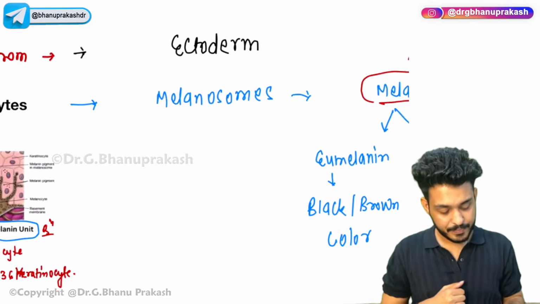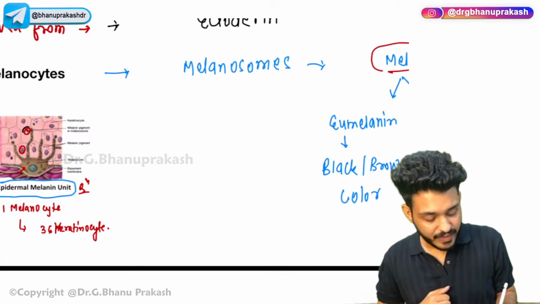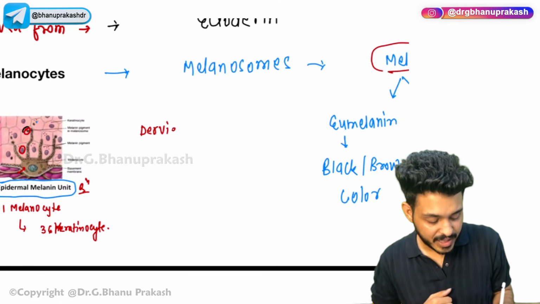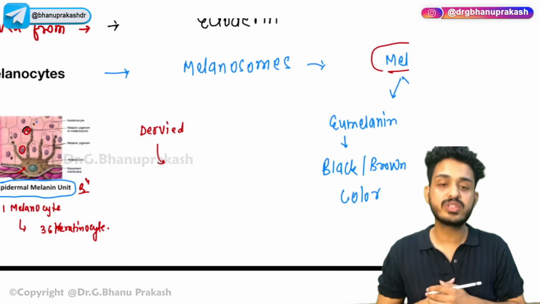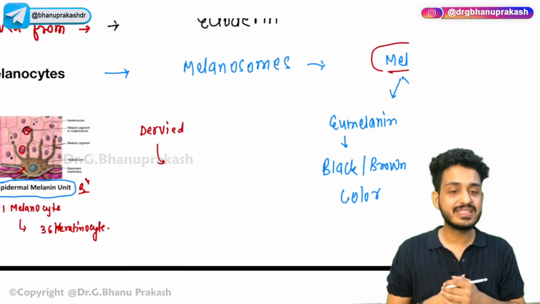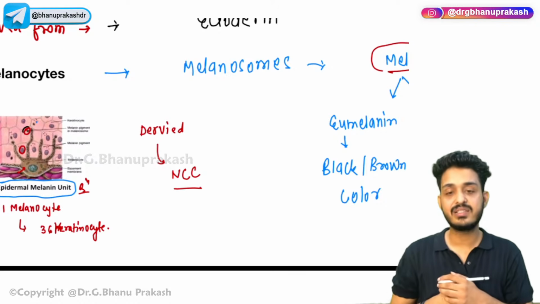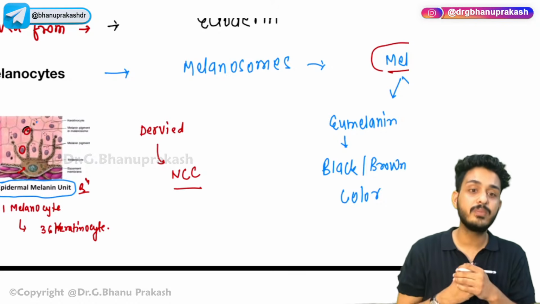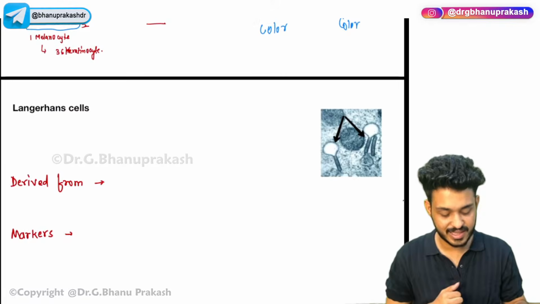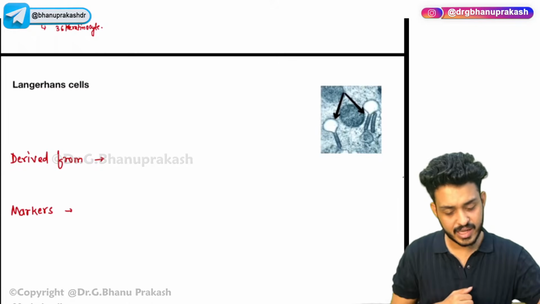So basically this is about it. Where does this cell come from? It is derived from, the second question that they have asked you, where does this cell come from? So sir, this cell comes from neural crest cells. These melanocytes come from neural crest cells. Third one, very, very important, guys.